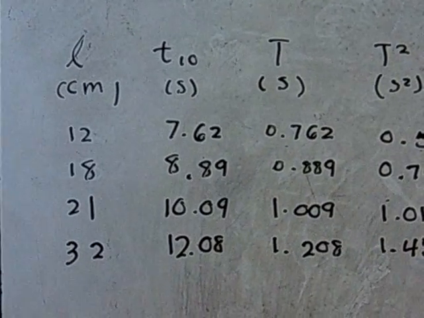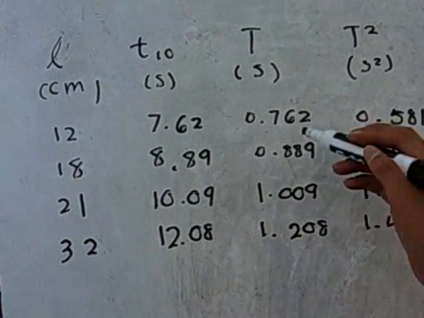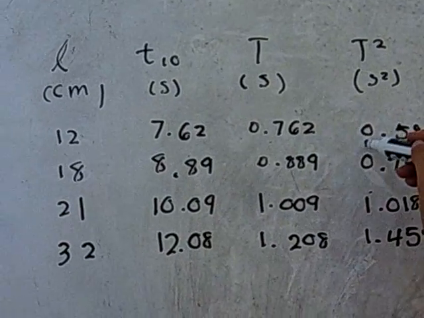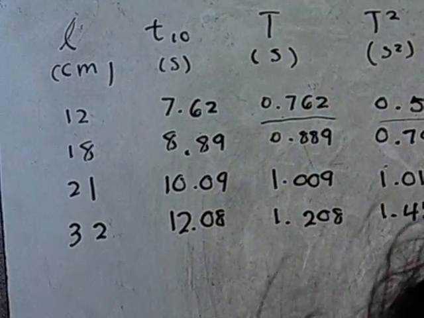That's actually fairly easy. And this is also fairly easy. You just take this number and you square it. So all of these, such as this one, is just the square of this one.